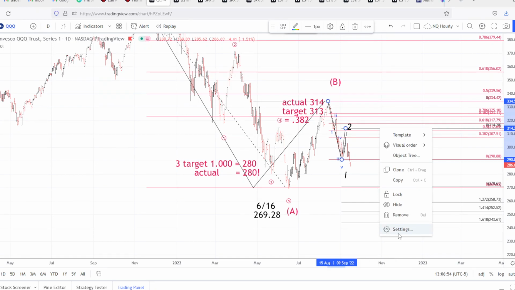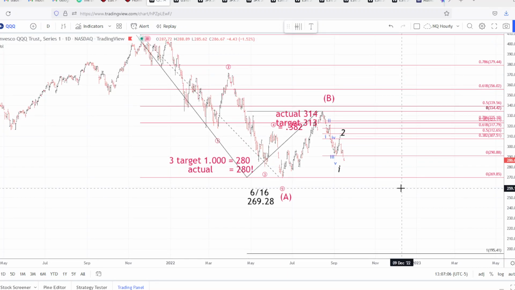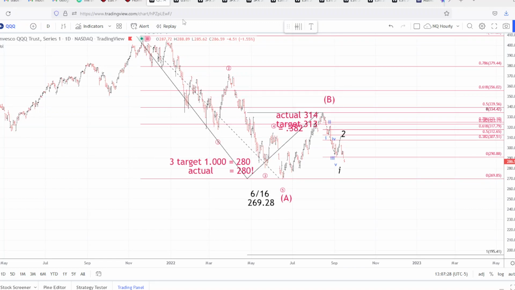But let me move that out of the way, and you can see from this A down and that B up, wave C is all the way down there at 195. That's where C gains equality with wave A. So that's what we're looking at. We should be in a third of third waves. If you want to count A as a 1 and B as a 2, C is going on, and then we got a 1, 2 on that. And that break of that previous low was huge. And the break of that 616 low of 269.28 will be even more huge. We'll see that accelerate to the downside once it is broken.